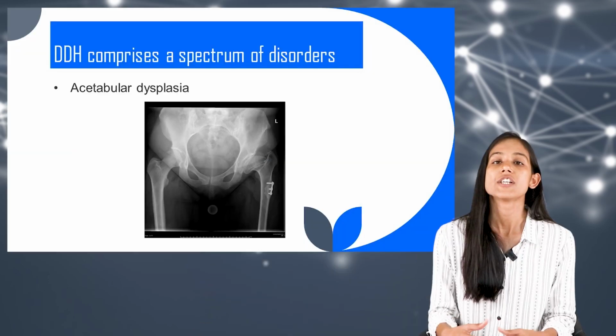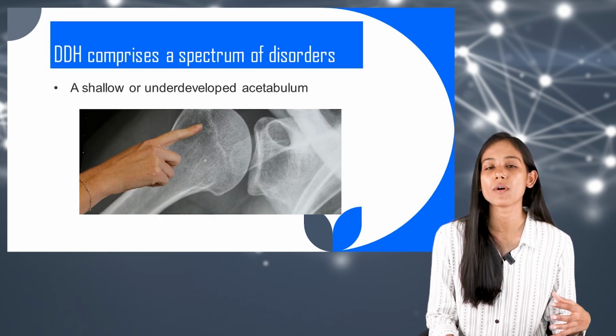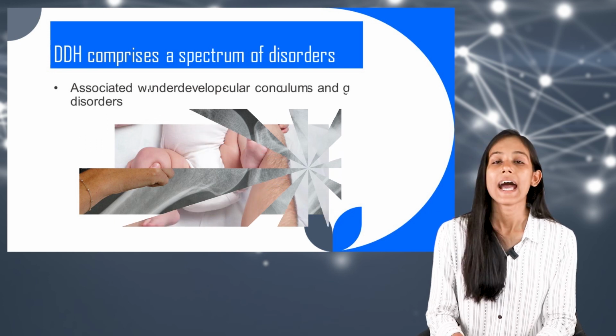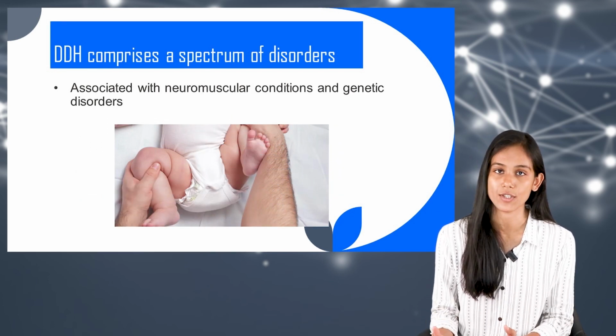This is also known as developmental dysplasia of hip, and this comprises a spectrum of disorders. So there might be acetabular dysplasia, or there can be a shallow or underdeveloped acetabulum, and this might be associated with neuromuscular conditions or other genetic disorders.